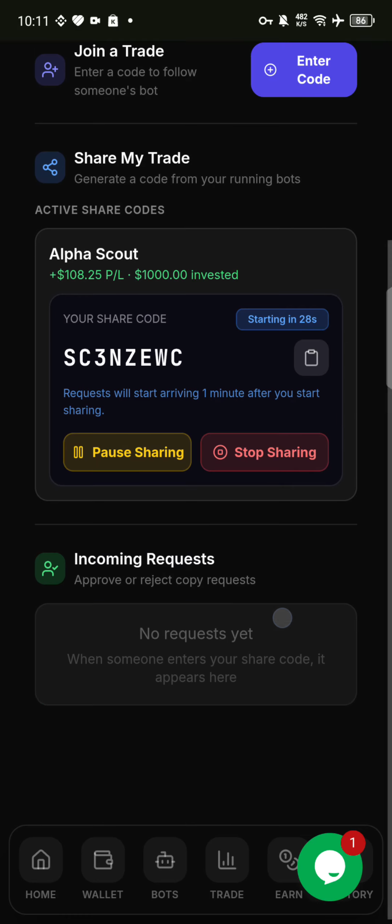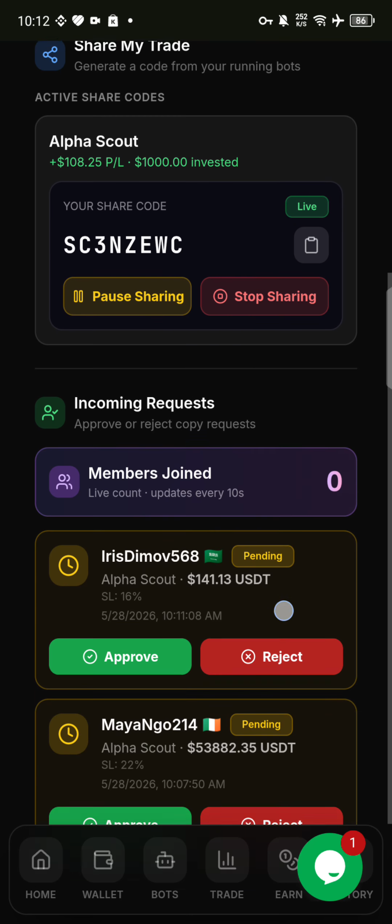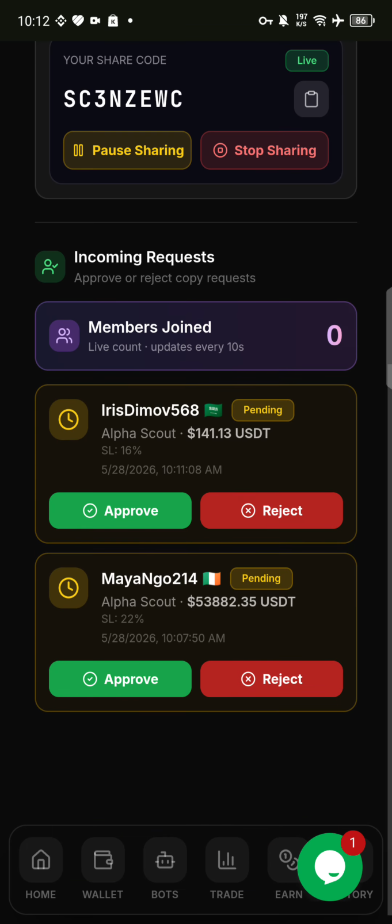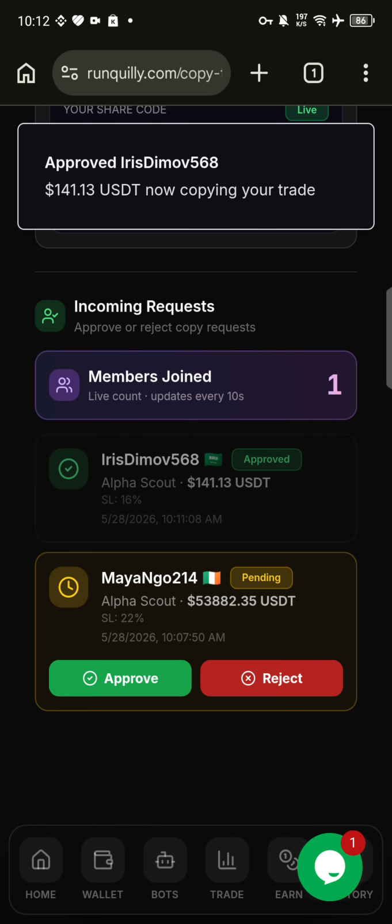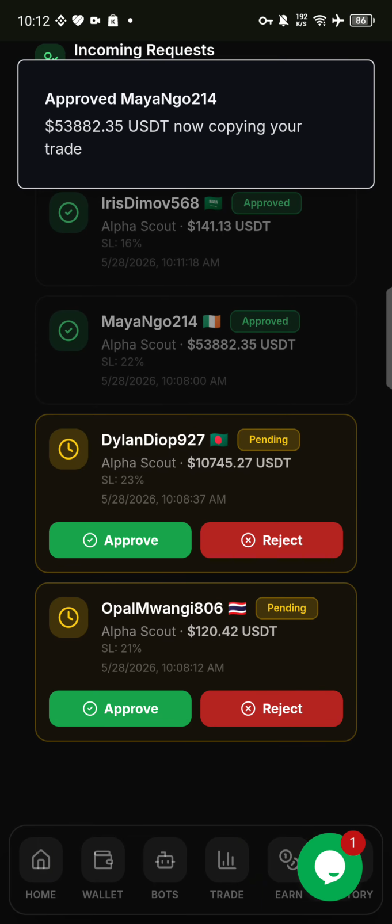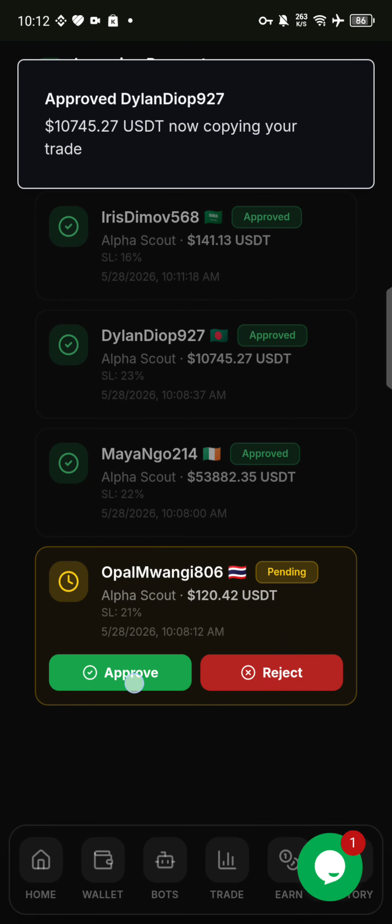Let's wait for the requests, and you will be amazed that so many people on WhatsApp are sending requests with good capital. That's what I want you to see, my people. So it is automated bots, copy trading, and we've done our withdrawals, so we don't have any issues with withdrawals, and the requests have started being sent. 141, I'll approve. 53,000 USDTs, I'll approve. 10,000 USDTs, 120.